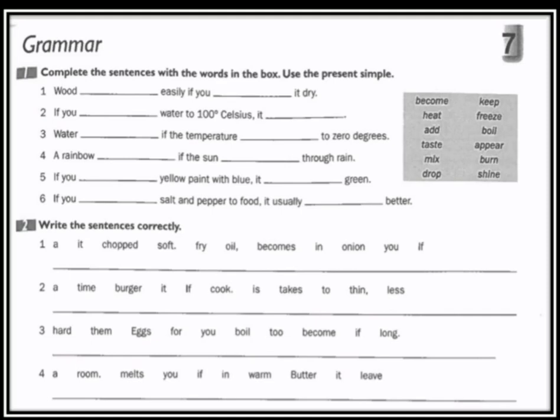4. A rainbow forms if the sun shines through the rain. 5. If you mix yellow paint with blue, it becomes green. And finally, sentence 6. If you add salt and pepper to food, it usually tastes better. Now, my dear students, let's go to exercise number 2.